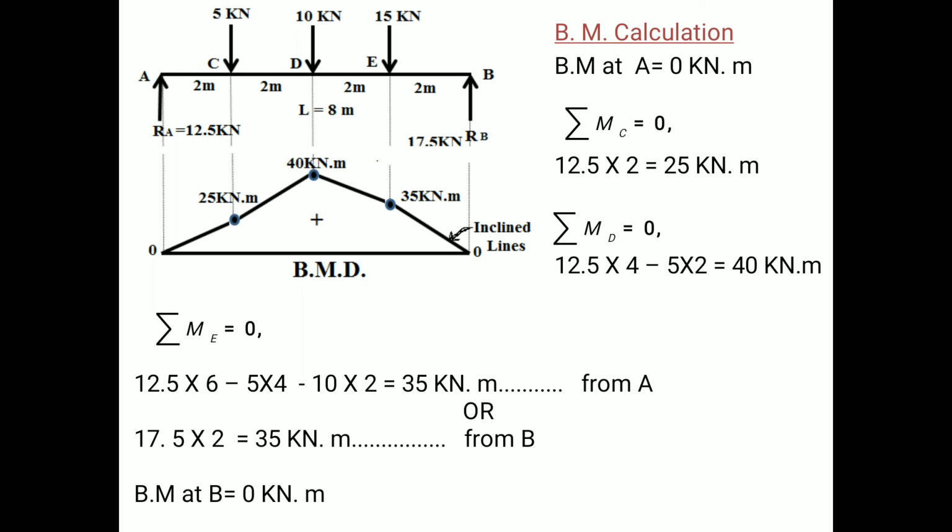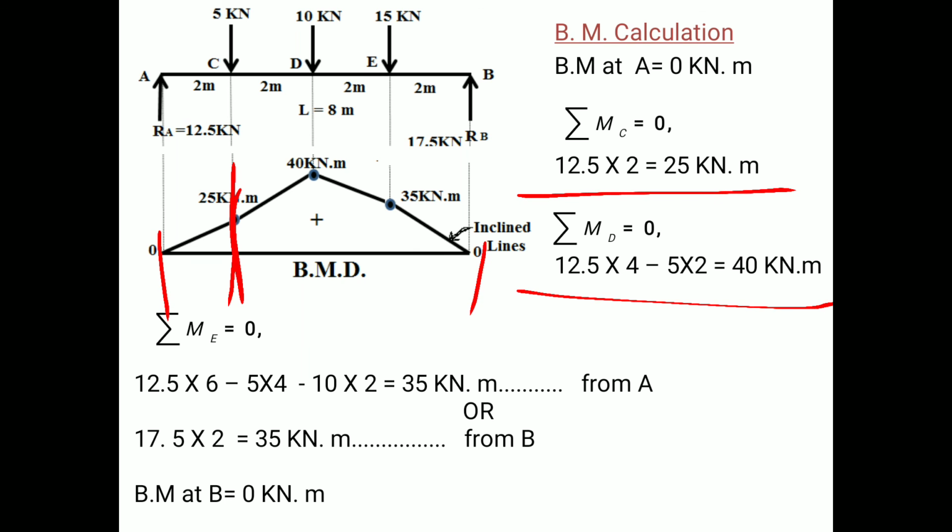Now we are going to draw the bending moment diagram. Remember that at A we have 0 bending moment, and in case of point load, when a beam is subjected to point load, in case of bending moment, we have to join it by a straight line. Between 2 point loads, we have to join it by a straight line. Therefore, at C we have the bending moment 25 kilonewton meter.